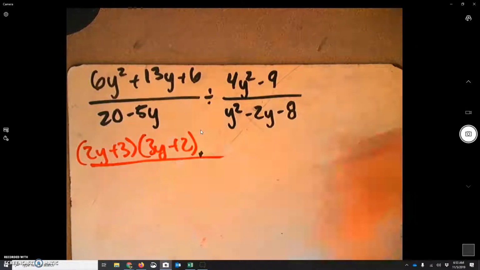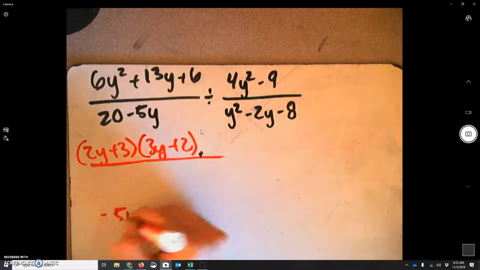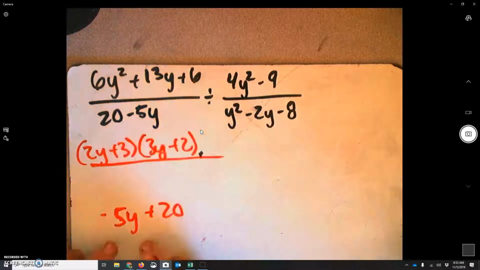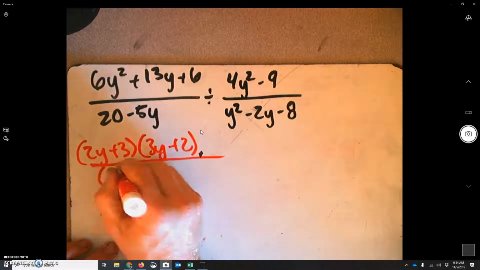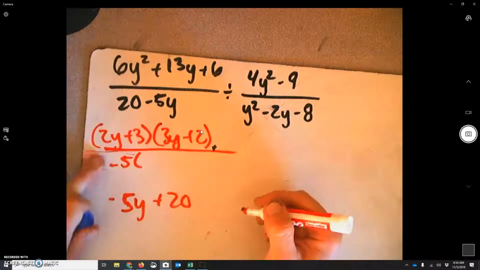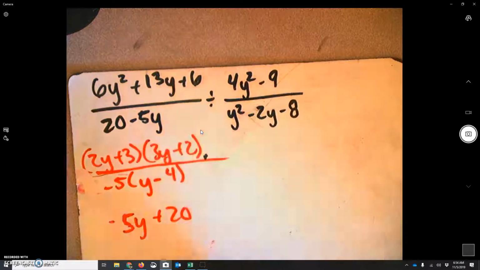All right, the bottom, I'm going to flip this around first. So negative 5y plus 20. It's not in standard form. And now I can pull out a negative 5. There you go. And then what's left over is a y minus 4.